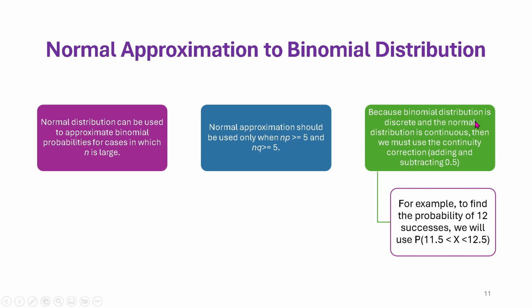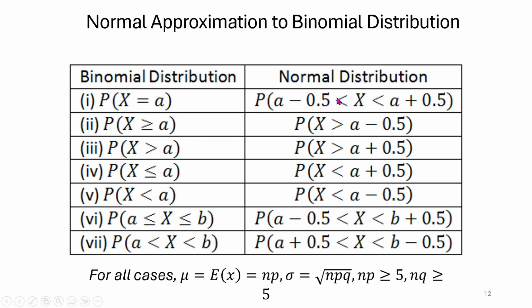Because the binomial distribution is discrete and the normal distribution is continuous, we must use the continuity correction, adding and subtracting 0.5. For example, to find the probability of 12 successes, which is discrete for the binomial, we correct it to the probability of x between 11.5 and 12.5. And this is a normal approximation to binomial distribution.